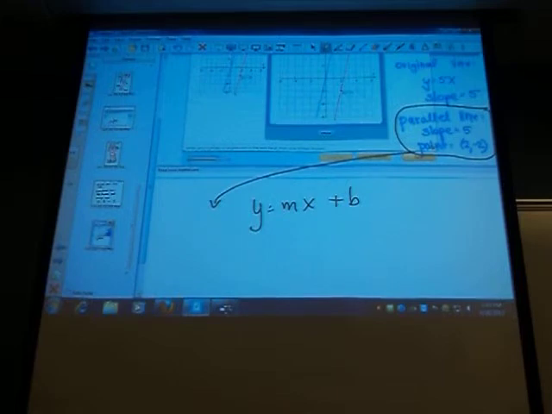Are you guys okay if I continue to do the method that I prefer? Mx plus b, is that okay?